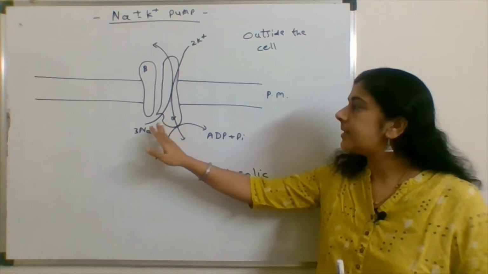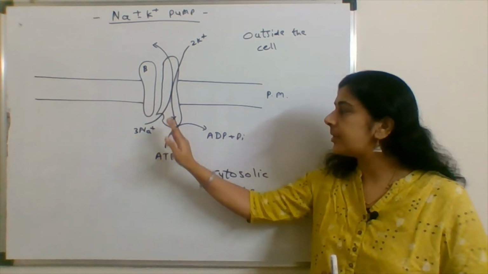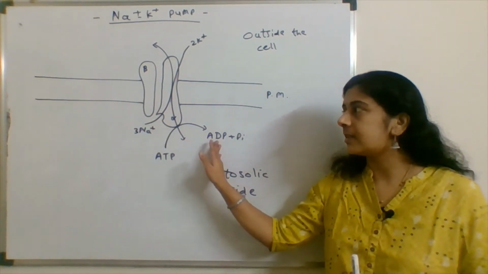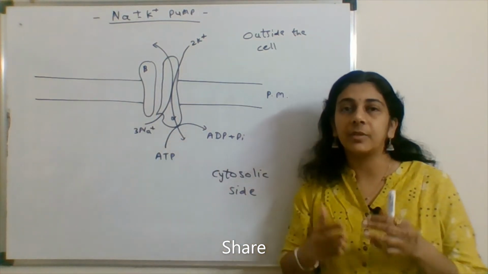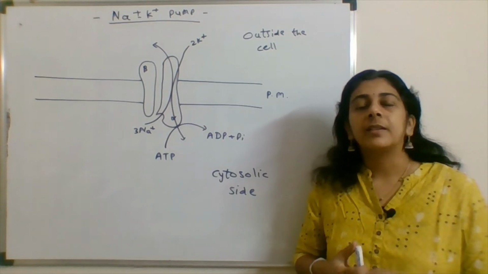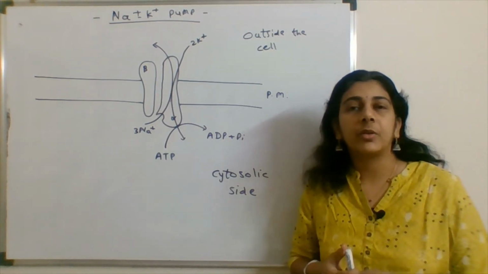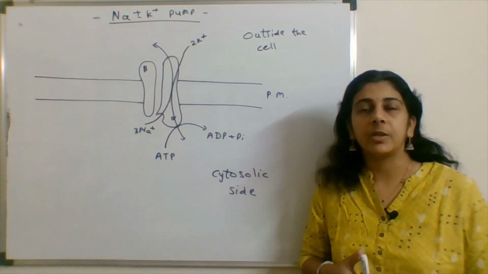So this ATPase consists of alpha and beta subunits. This alpha subunit is required for ATP hydrolysis and beta subunit is there for the proper assembly of this ATPase. See here, this pump is there to maintain the proper concentration of sodium and potassium inside the cell.